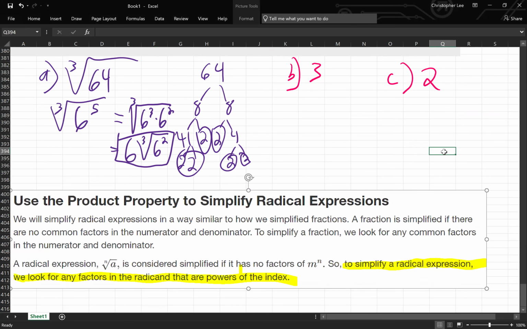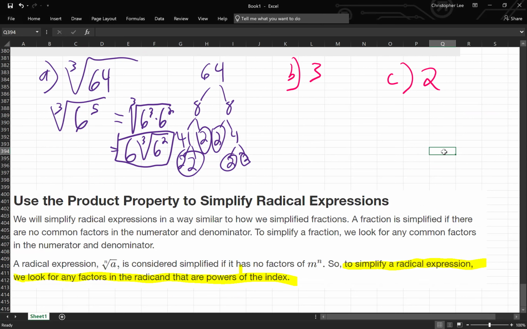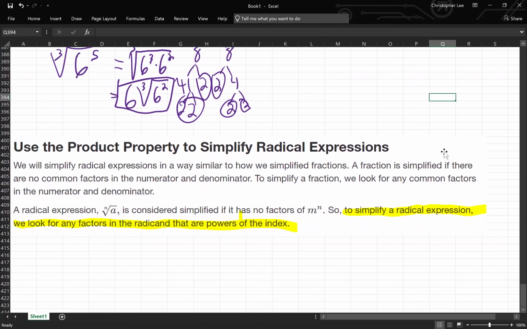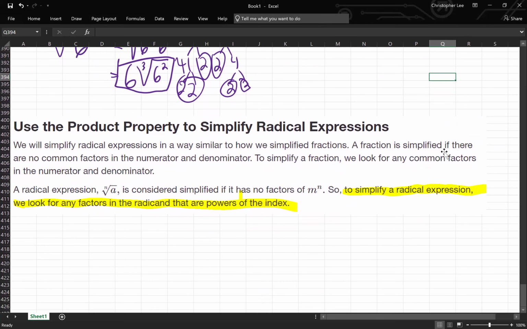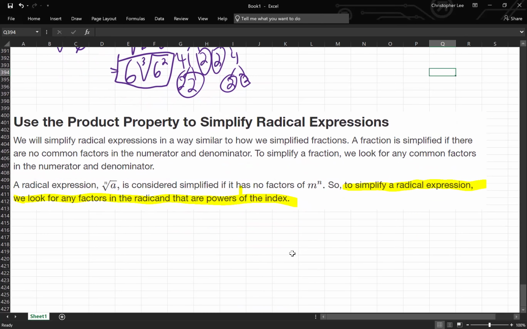Use the product property to simplify radical expressions. So we will simplify radical expressions in a way similar to how we simplified fractions. A fraction is simplified if there are no common factors in the numerator and denominator. So to simplify a fraction, we look for common factors in the numerator and denominator. A radical expression, the nth root of a, is considered simplified if it has no factors of m to the n. So to simplify a radical expression, we look at any factor in the radicand that are powers of the index.